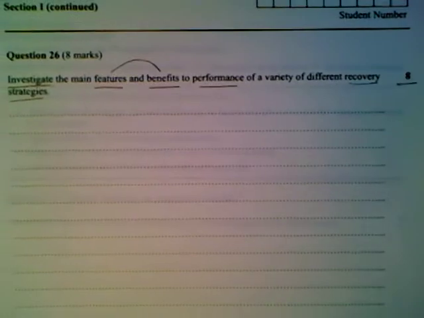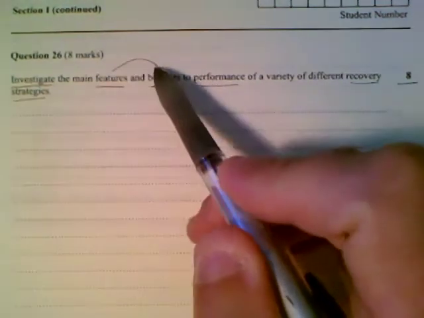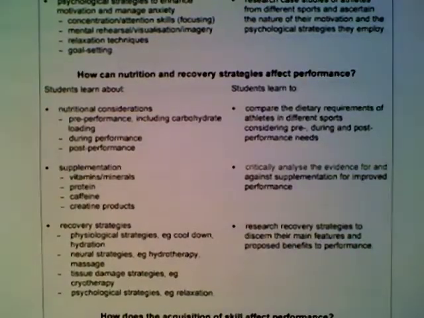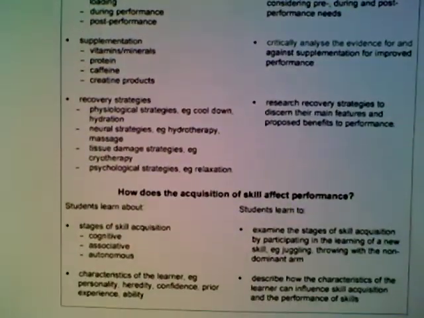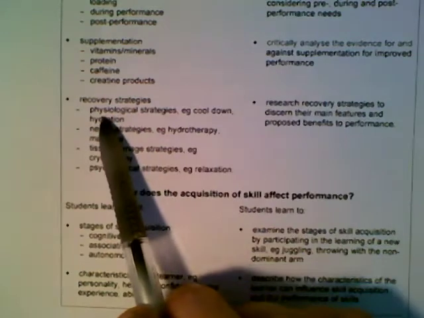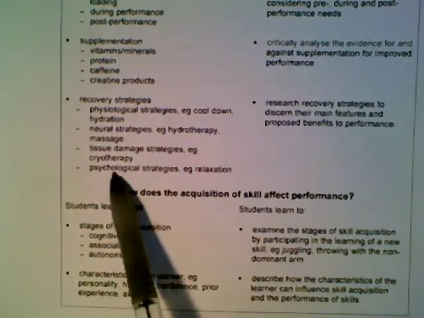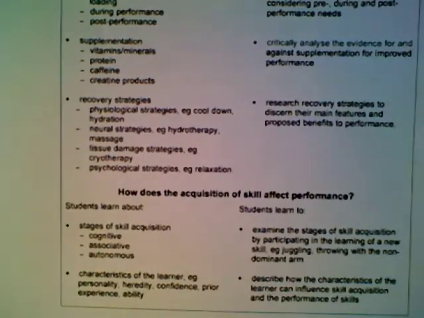Looking back at the question, the main parts are definitely the features and benefits to performance. That's why I've got the little line here: students need to include both in their answer. If we have a quick look at our syllabus to see where the question would come from, you'll see it talks about recovery strategies: physiological strategies, neural strategies, tissue damage strategies, and psychological strategies. They're the 4 areas that needed to be included in the answer.